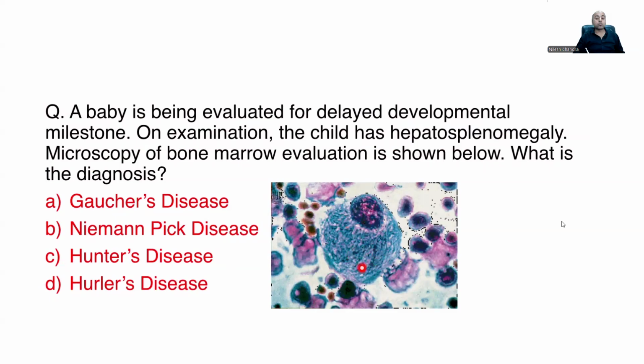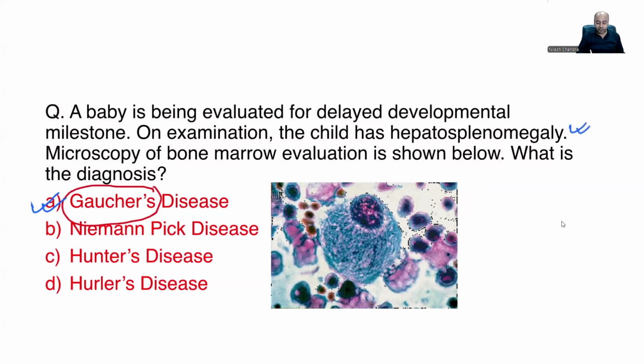Now, this image which is shown here is showing a cell which is described as crumpled or wrinkled tissue paper. This crumpled or wrinkled tissue paper appearance is that for a Gaucher cell. Gaucher cell can be seen in CML and it can be seen in Gaucher's disease. So the option given here is Gaucher's disease. In CML, you have the pseudo Gaucher cell. In Gaucher's disease, you have the Gaucher cell. Both have similar appearance. So it is not a confirmatory finding, but it is a very strong indicator for the presence of Gaucher disease.